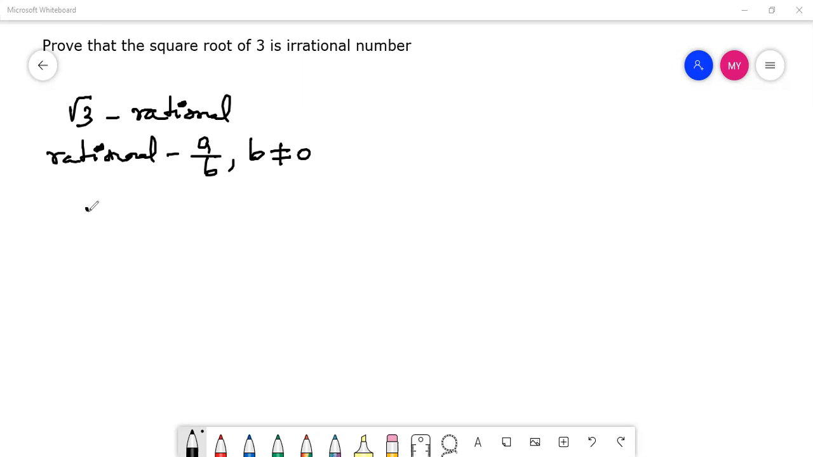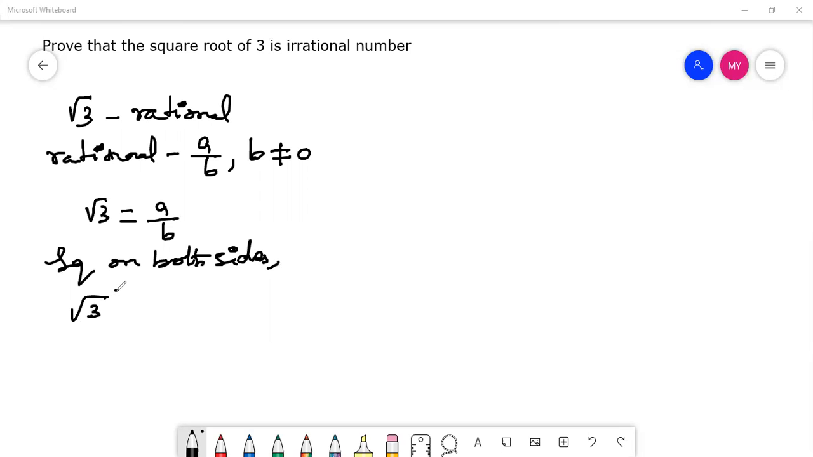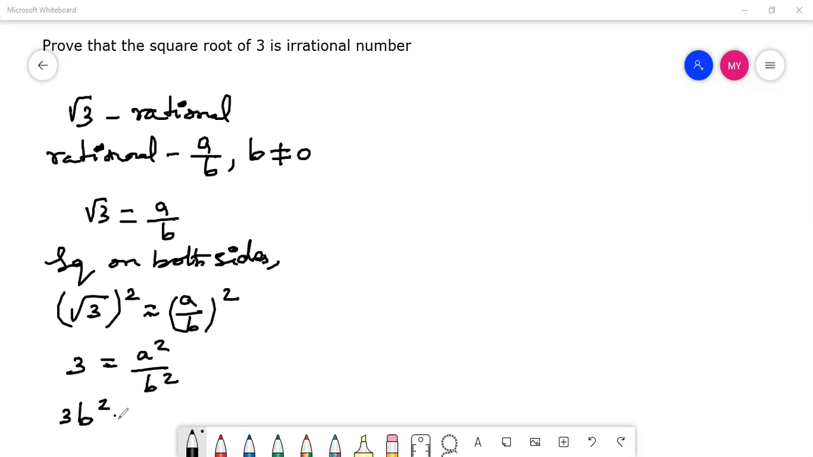So now root 3 is equal to a by b, as we have assumed. Now we have to solve this. To solve this, I am squaring on both sides. Square root of 3 the whole square equals a by b the whole square. The square root will go off, so 3 equals a square by b square. Now I can take this b square to the left hand side. What will happen? 3b square equals a square.